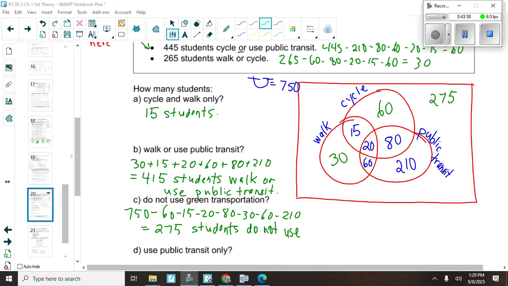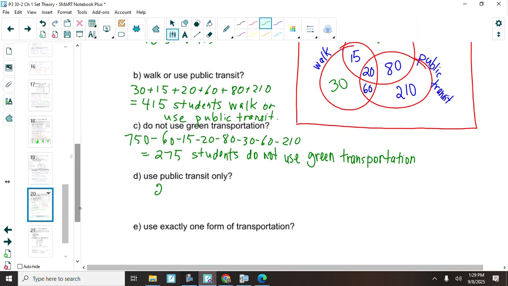And finally, how many use public transit only? When we have an only, that's our crescent moon. So we find our public transit circle, and we're saying only public transit, nothing else. So that's our 210. 210 students use public transit only.